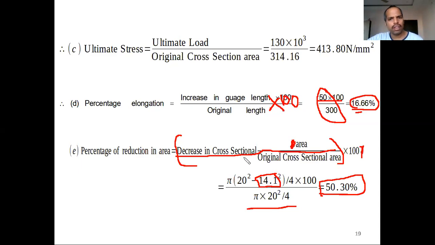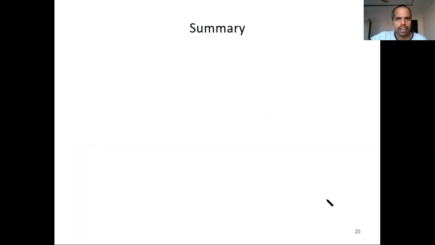Right, that is 50. And percentage reduction in area means how much the area is decreasing. At fracture load, the decrease in area, if the final diameter is given, you can calculate the reduced area, and that is divided by the original cross-section area. Knowing that, calculate the percentage reduction in area.